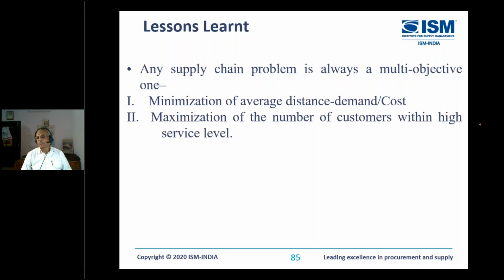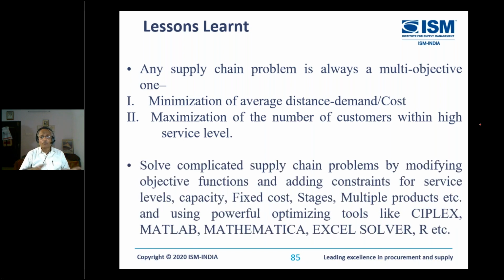Any supply chain problem, always remember it's a multi-objective one. So minimization of average distance, demand, or cost, and maximization of the number of customers within high service level. You cannot neglect the customers, and you must serve them well if your supply chain network design should be according to the data. Solve complicated supply chain problems by modifying objective functions and adding constraints for service level, capacity, fixed cost, stages, multiple products, etc.